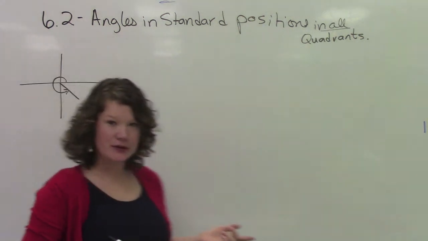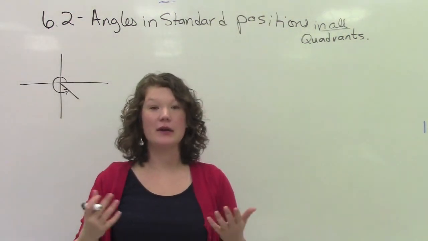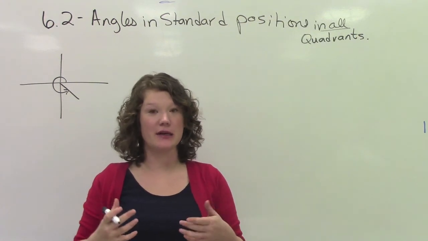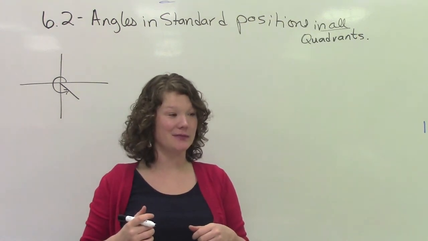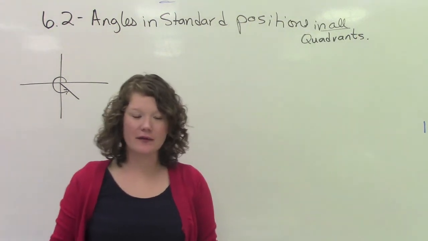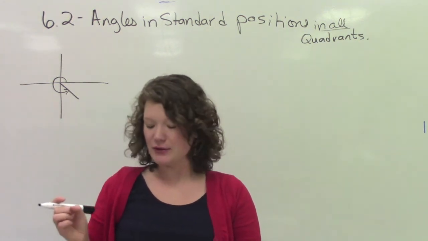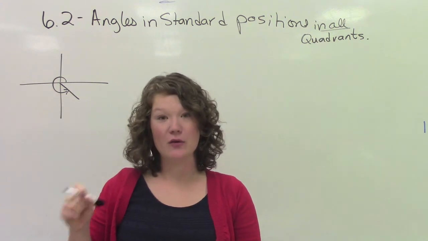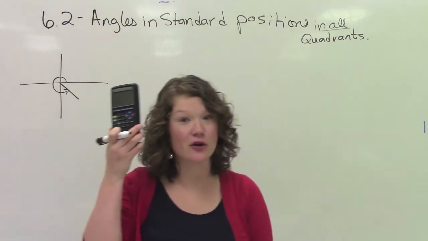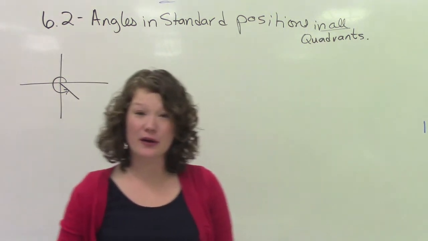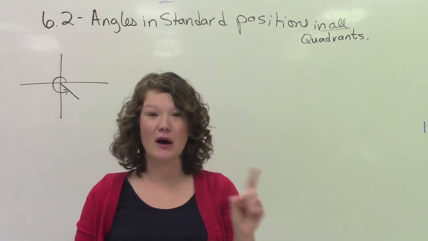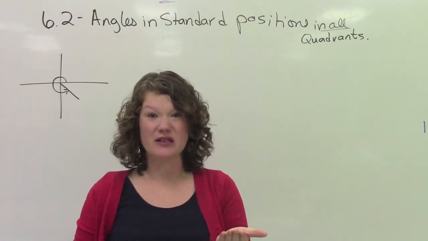How can we use the reference angle to get the information that we need to know about that angle? The most important part of today's lesson is for you to realize that it is so important to figure out what that reference angle is. Calculators are really, really dumb. What they're going to do is give you only one answer for, say, positive sine.